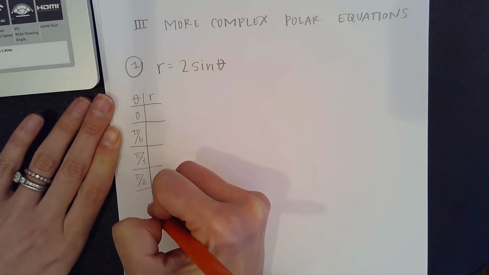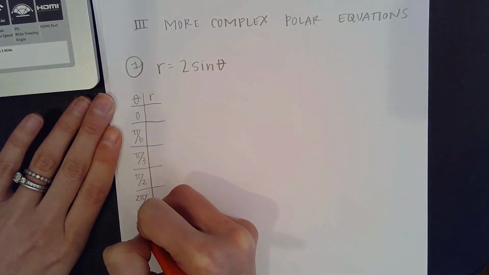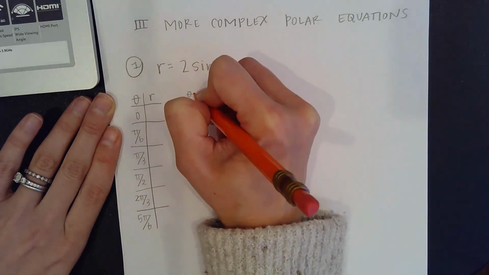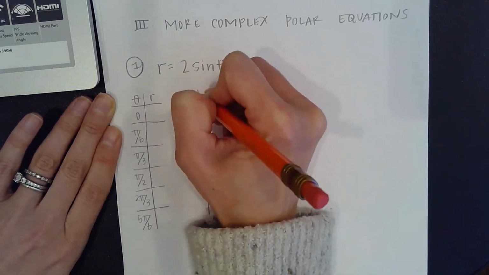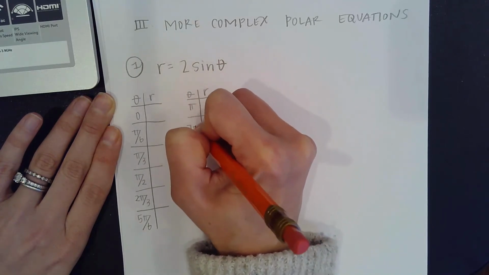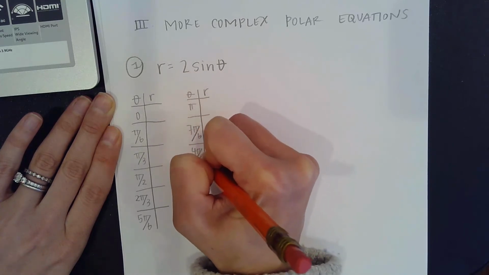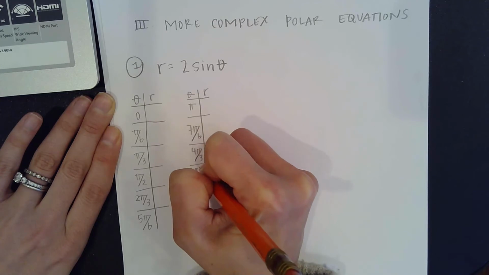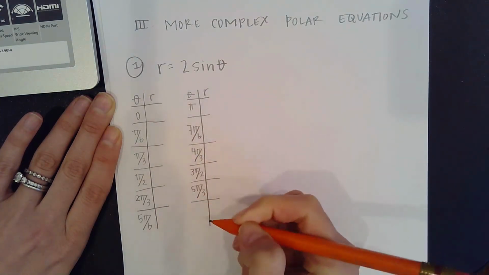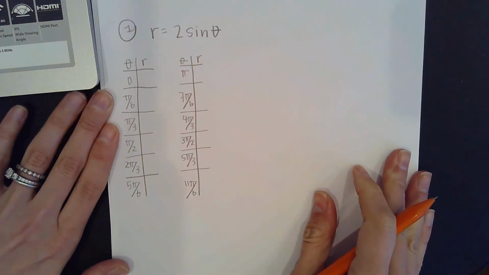So pi over 2, then what will come next? 2 pi over 3, 5 pi over 6, and then pi. And then 7 pi over 6, 4 pi over 3, 3 pi over 2, 5 pi over 3, and then 11 pi over 6.